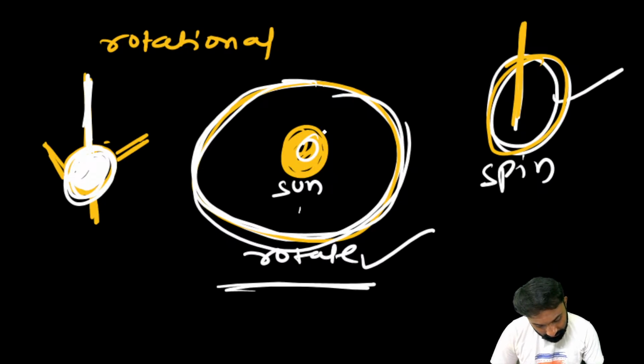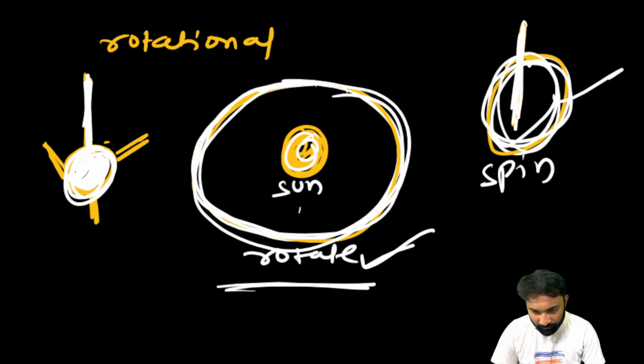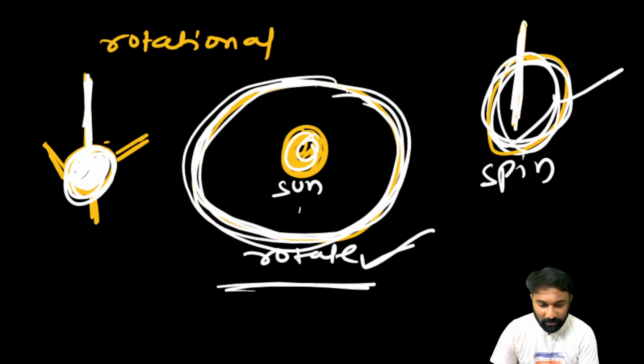So if any species is rotating around the external axis, we say it is a rotation. On the axis, the species or molecule will spin. Around the external axis it will rotate. Okay? I hope the difference between rotation and spin is clear.